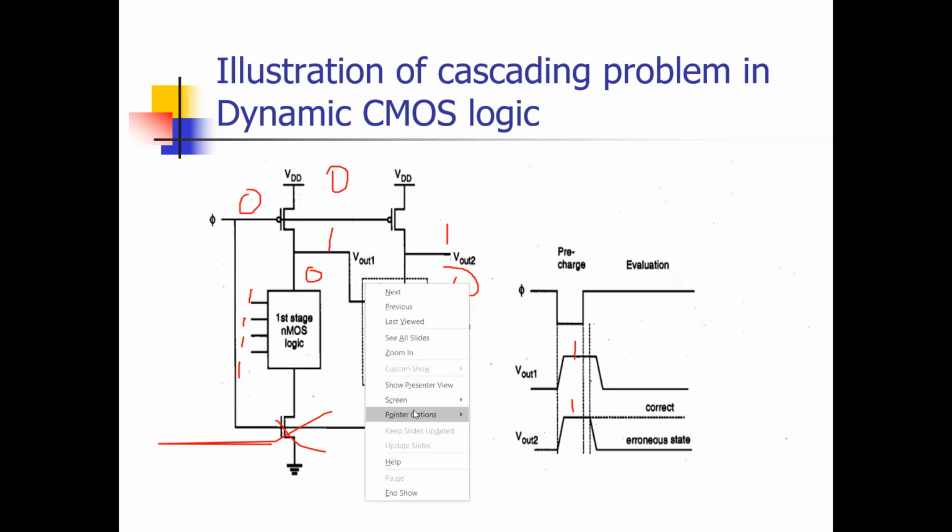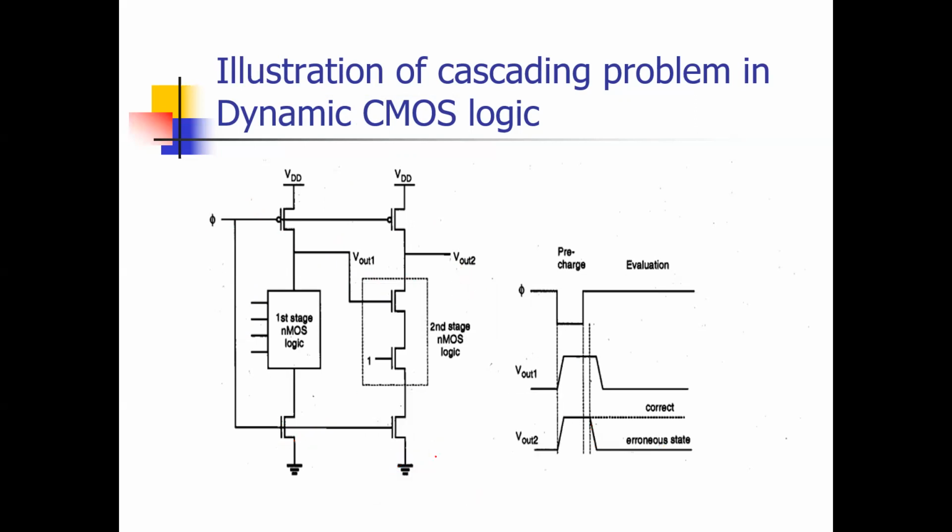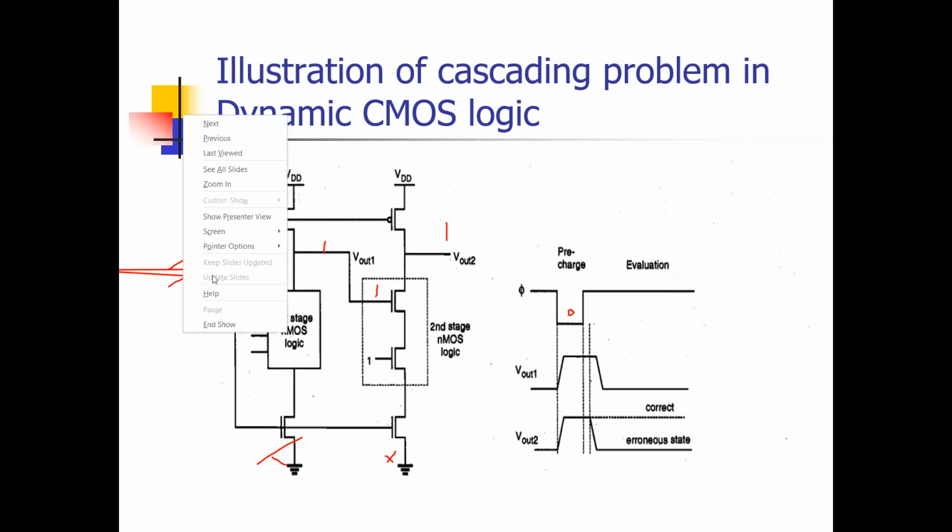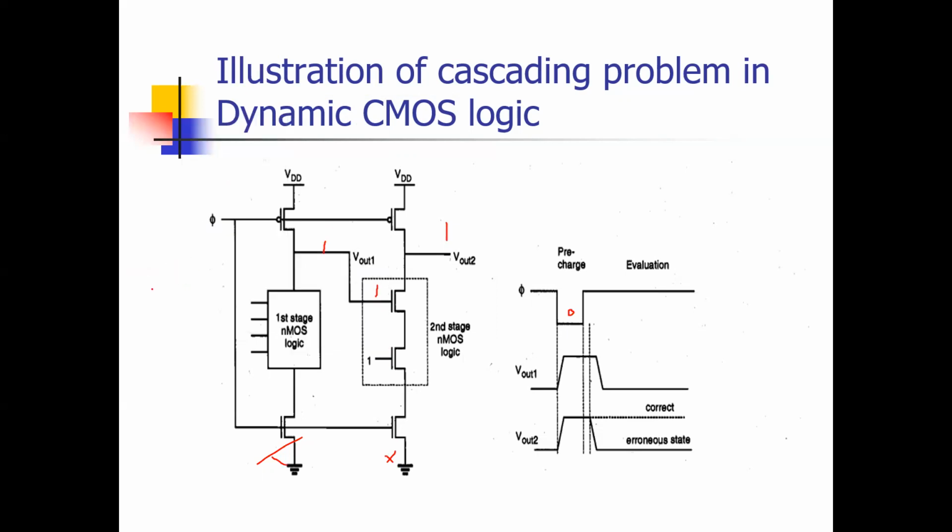Again, listen carefully. If phi is 0, then both stages' output will be 1 because it's a pre-charge logic. Because the lower transistors are off, it is 1. So the second stage will take 1 as it is, and both transistors are on when phi equals 1. When phi equals 1, the output depends on the input. So when phi is 1, this transistor is on, and this transistor is on.